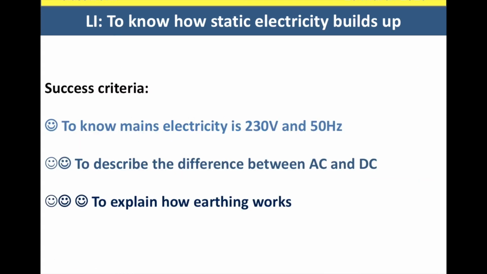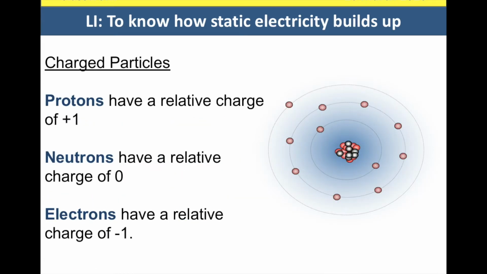Excellent. Okay, so to understand how static electricity builds up, we first of all need to just refresh our ideas of the structure of an atom. You'll remember, of course, that an atom is made up of a nucleus that has protons and neutrons inside of it, and surrounding the nucleus are electrons on shells or energy levels.